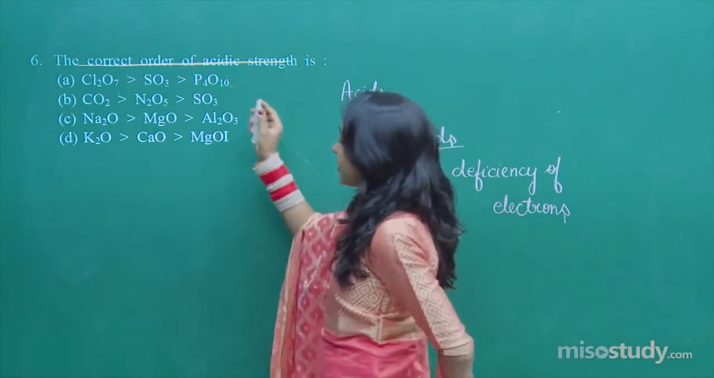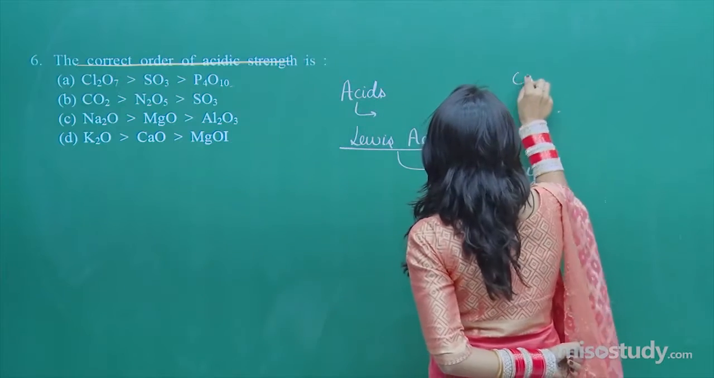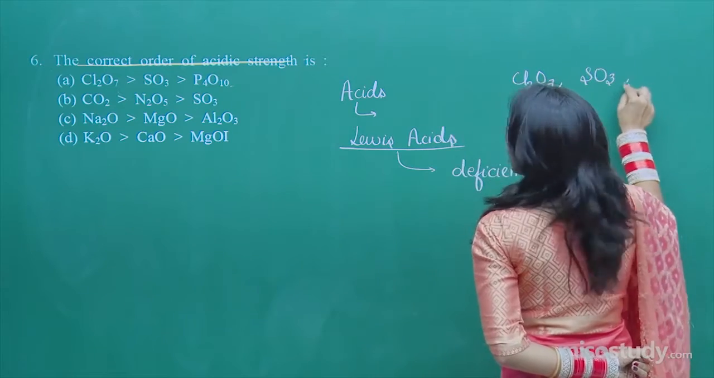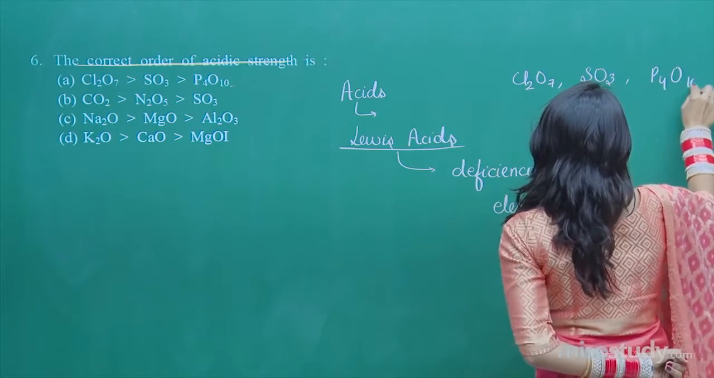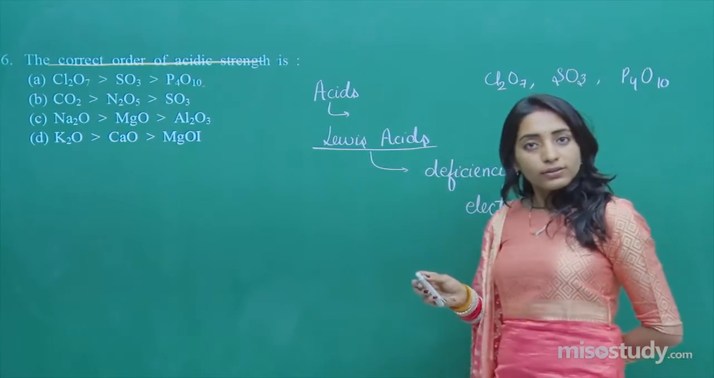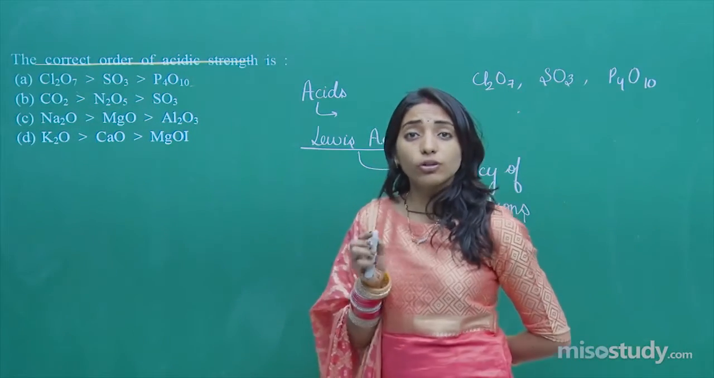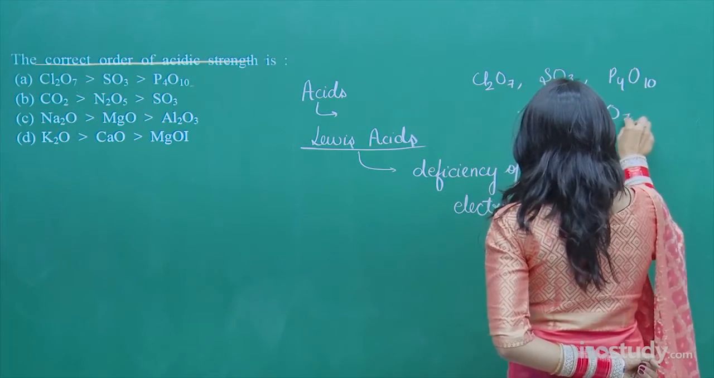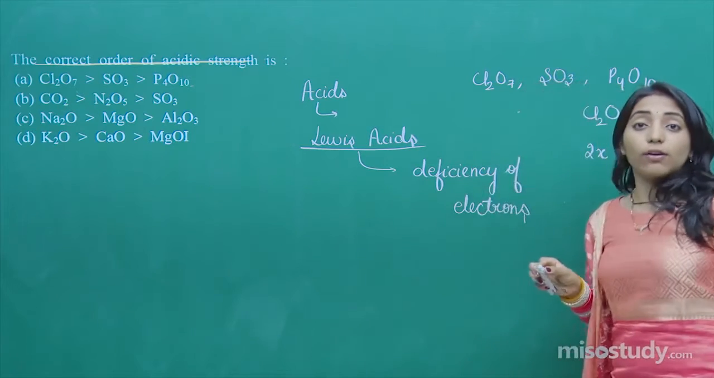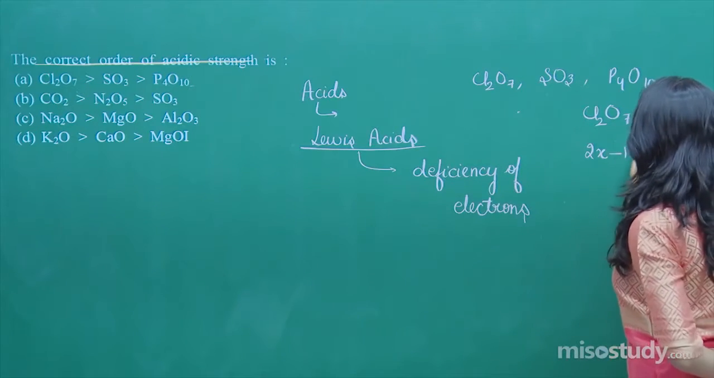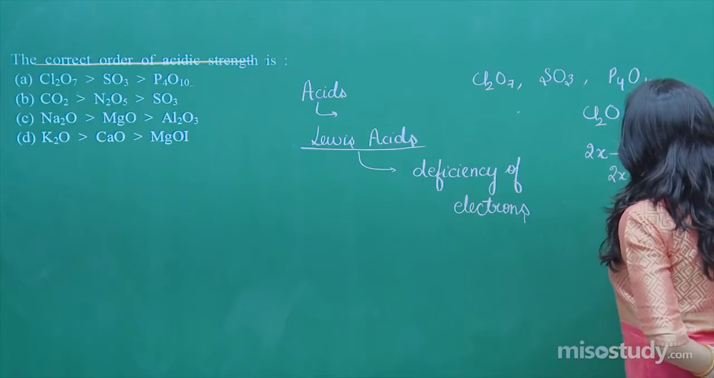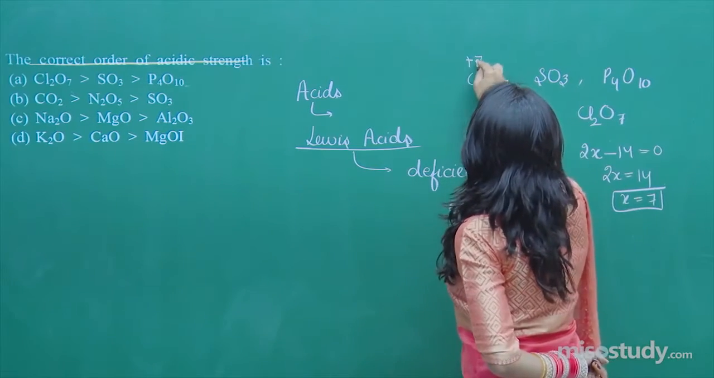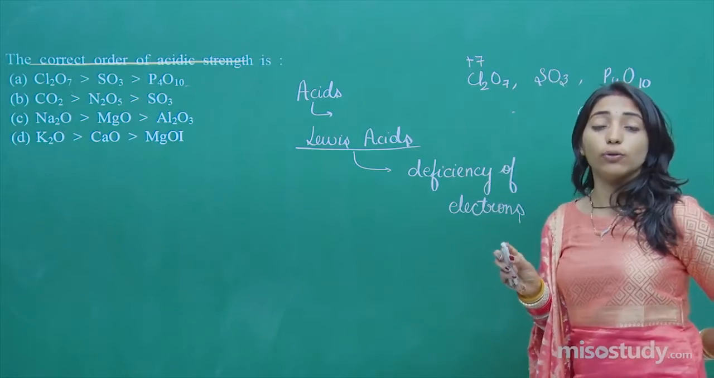Now listen here, let us go for the first option, which is Cl2O7. Then we have SO3, then we have P4O10. So first I'll ask you to do the calculation of oxidation state. So first let us go for Cl2O7. Consider the oxidation state of chlorine as x. So 2x minus 14 is 0. This comes out to be x equal to 7. So chlorine is having plus 7 oxidation state in the case of Cl2O7.